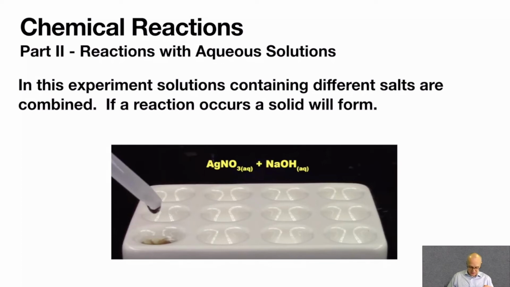And you can see here we have a clear liquid that is going into another clear liquid, and this brown sludgy solid is forming. That's a reaction. That's a chemical reaction. 2 clear liquids come together, give you a brown, red, green, whatever color, solid. That's an aqueous chemical reaction.